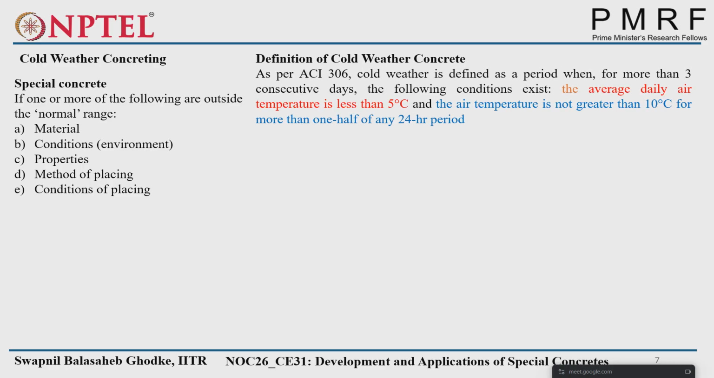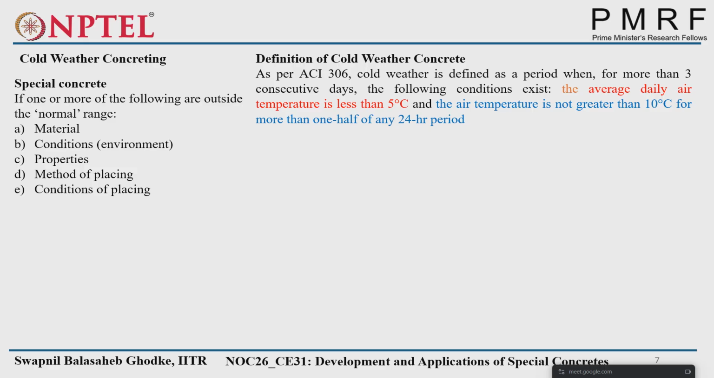So what does ACI 306 say about cold weather concrete? Cold weather is defined as a period when for more than 3 consecutive days the following condition exists: the average daily temperature is less than 5 degrees Celsius and the air temperature is not greater than 10 degrees Celsius for more than one half of any 24-hour period. So understood what ACI 306 says: for 3 consecutive days, if the average daily air temperature is less than 5 degrees Celsius, we can say it is a cold weather condition.